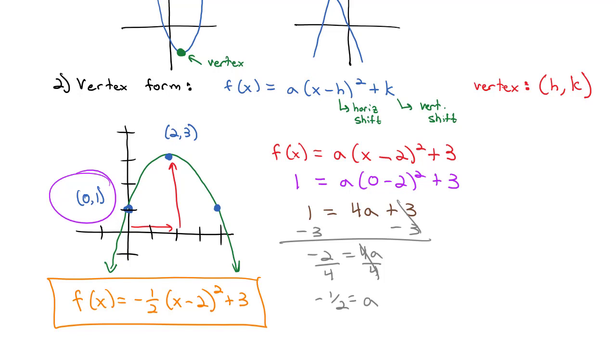Vertex form is really helpful because it can really help us identify that vertex really quickly by just looking at the equation, or find the equation quickly by looking at the graph. But there are a couple other forms that we'll see with quadratics that we should be aware of. The first is called standard form.